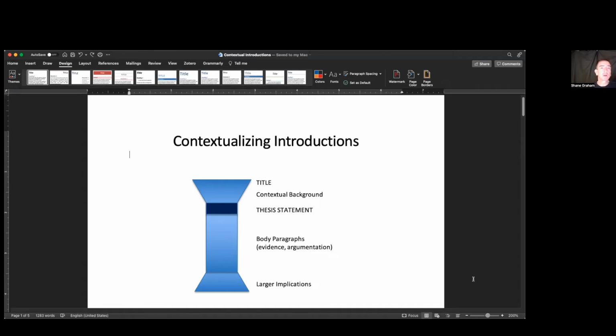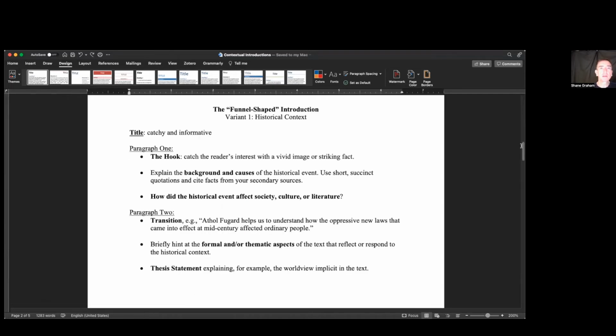This might be returning to the contextual background that you started with in the introduction, or it might be showing us something new that you have concluded from your analysis of the text in the body of the paper. I call this the funnel-shaped introduction. I think you can see why, because you're starting with some larger context. So let me explain a couple of variants, how this might play out in your actual writing.